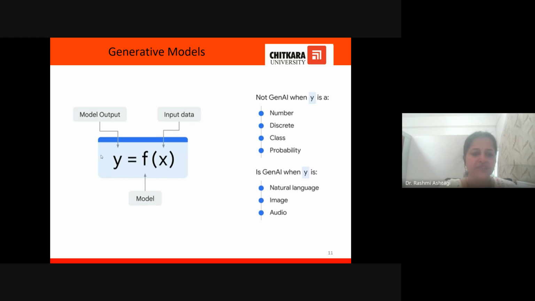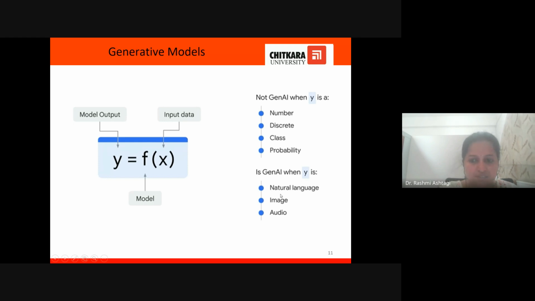So here y is the output, the model output, and this is the input data. And here it's mentioned model, we can say it's a function. What has to be done on these input data and what is the output? If it's not a generative AI, then y can be a number, or any class like yes or no, or the stage of the cancer, stage 1, stage 2, stage 3, that is class 1, class 2, class 3, or a probability, like 0.2, 0.5. So this all can be the output if it's not generative AI.